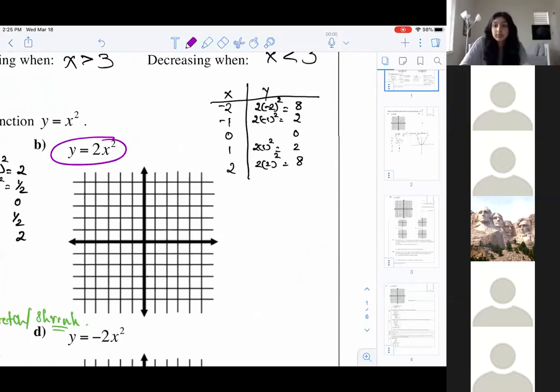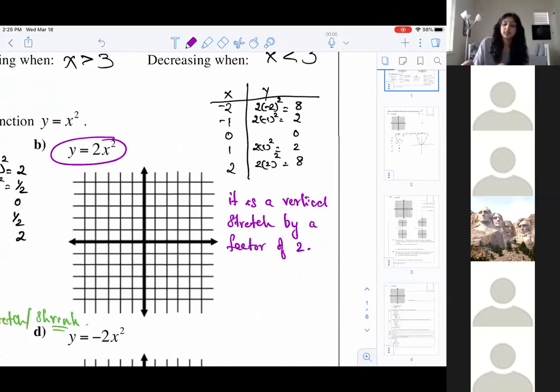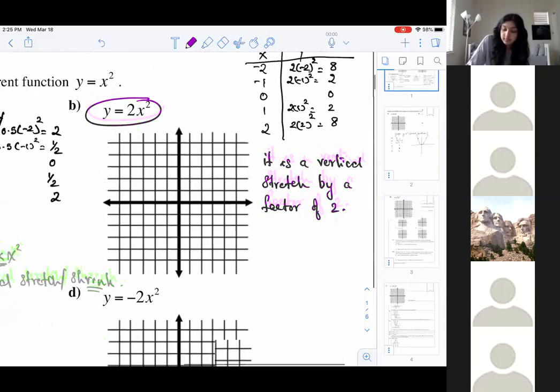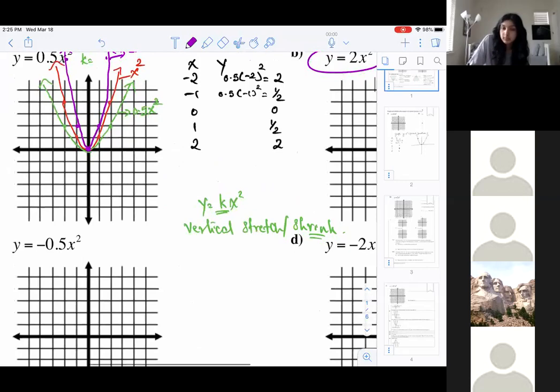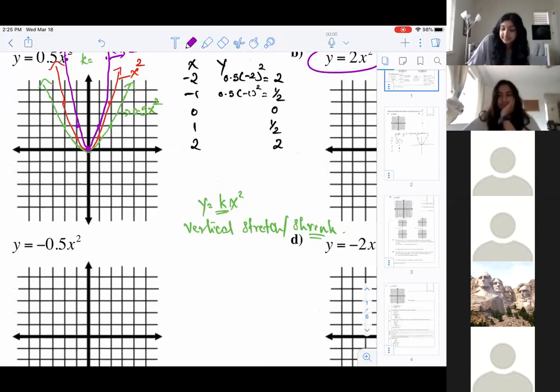It's a vertical stretch by a factor of 2. Clear? Yes. Now I'm not going to draw any more here. I think that's going to be hard for you guys to see.